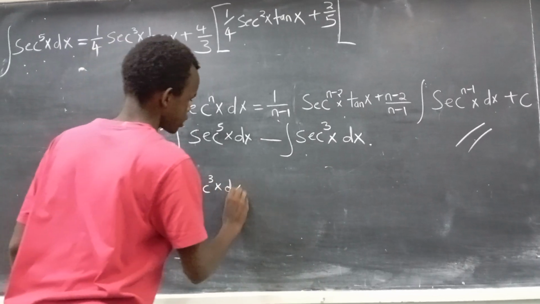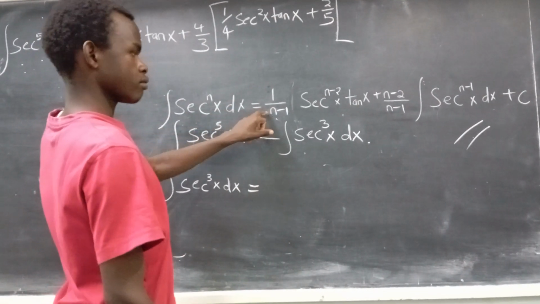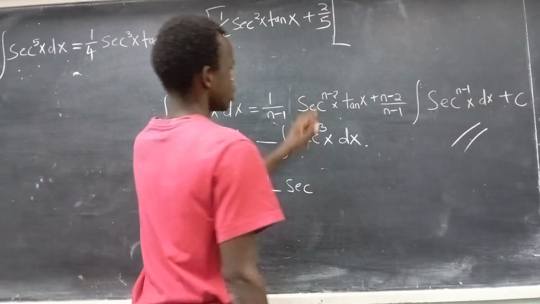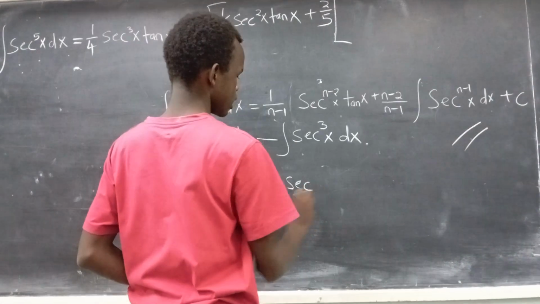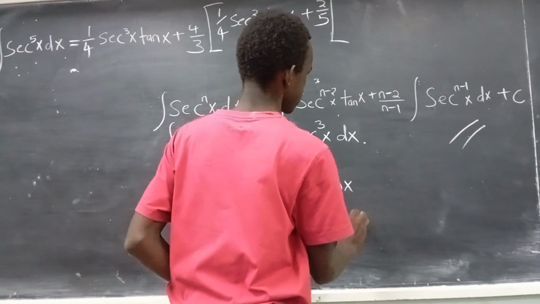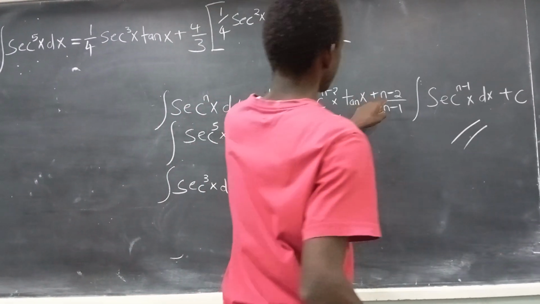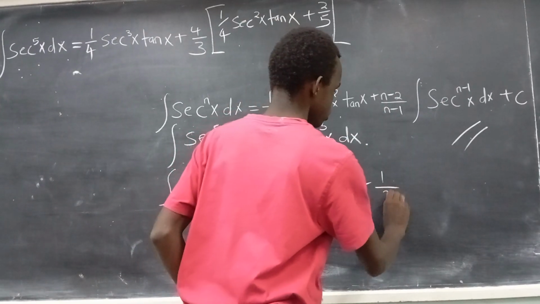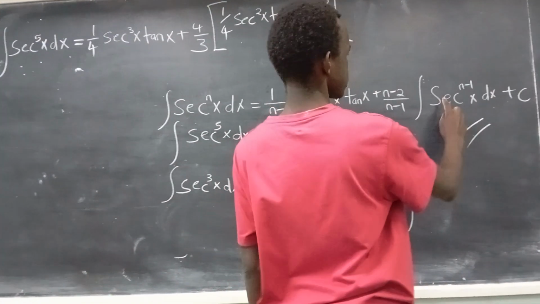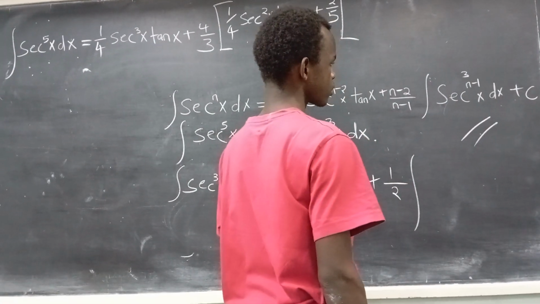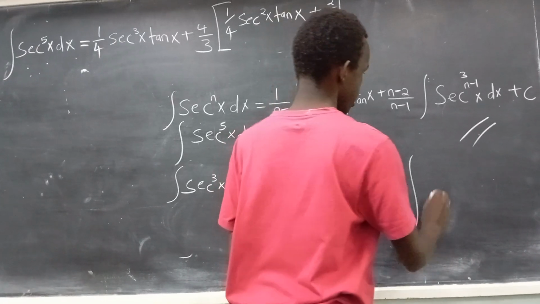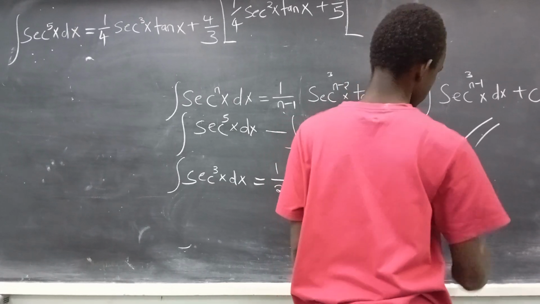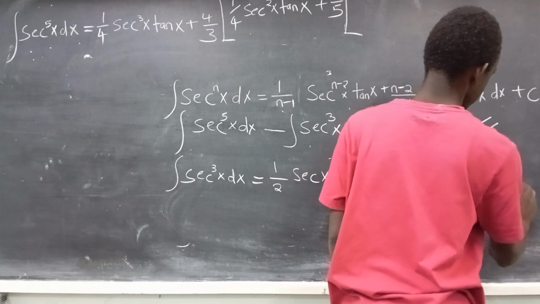So we'll be performing the integral of secant cubed of x dx, which is the same as 1 over 3 minus 1, so it will be 1 over 2, secant of 3 minus 2, which is just secant of x tangent of x, plus n minus 2 over n, where n is 3, so it will be 1 divided by 2, the integral of secant of 3 minus 2, so it will be secant of x dx plus c.